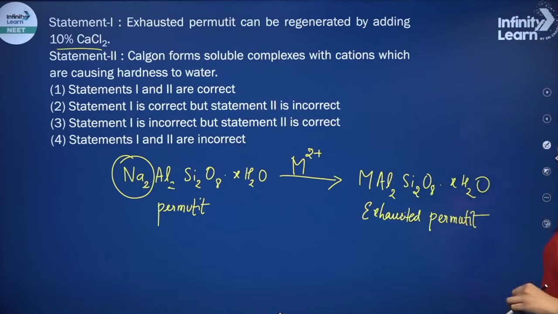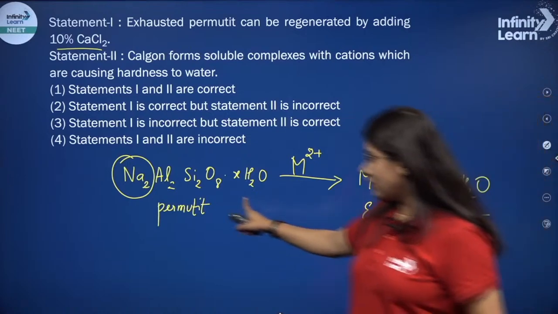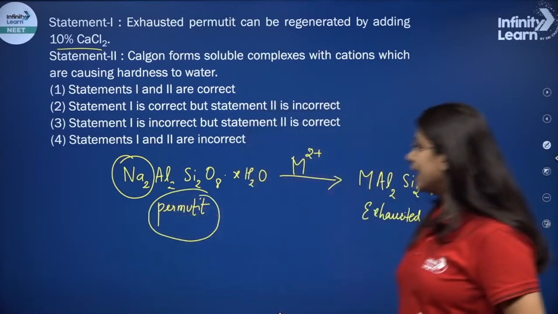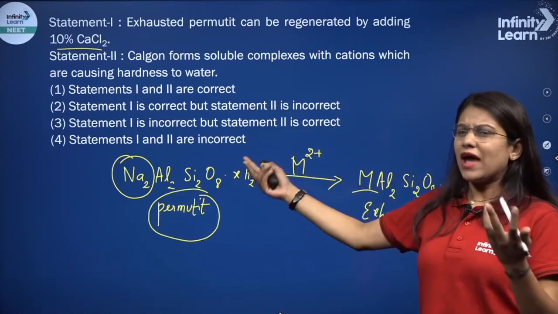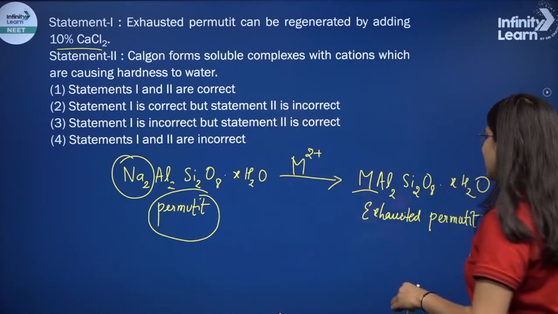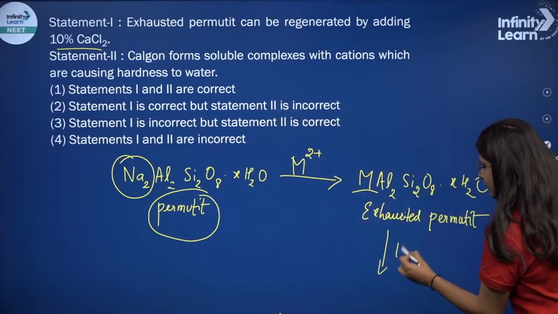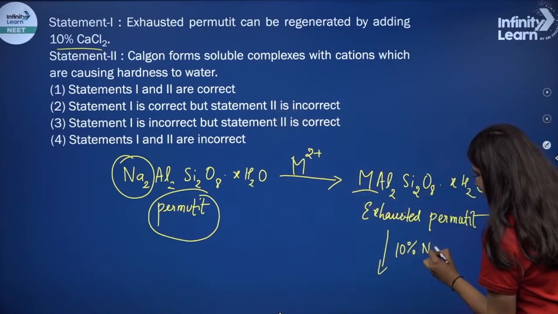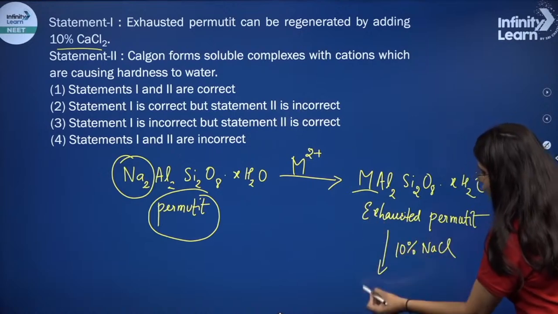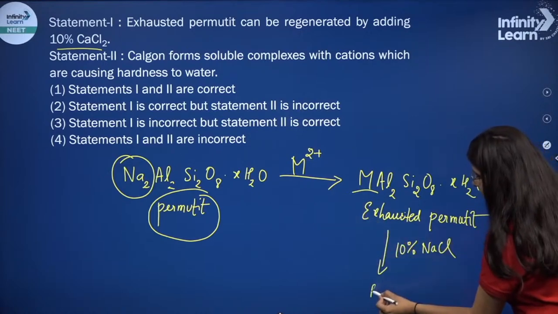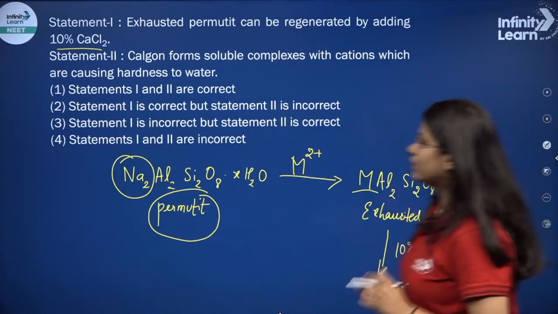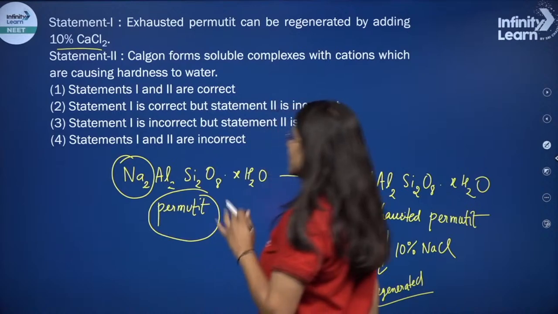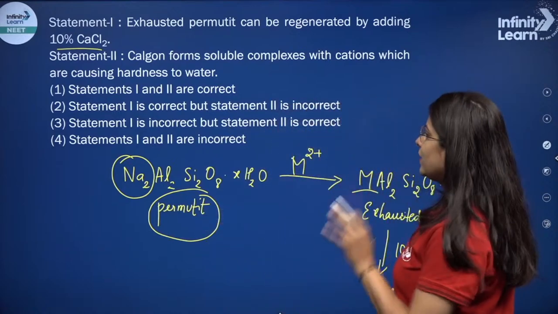Now I need to regenerate this. Instead of M, I want Na. So why will I add CaCl2? No, I will not add that. I will add 10% NaCl again. So if I add that, I will again get this compound, and it will be regenerated. So what is the correct statement? This is not the correct statement. So my statement 1 is incorrect, right? My statement 1 is incorrect.